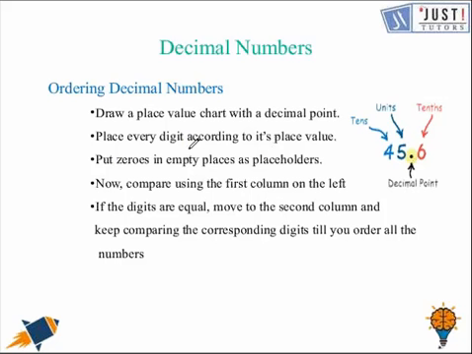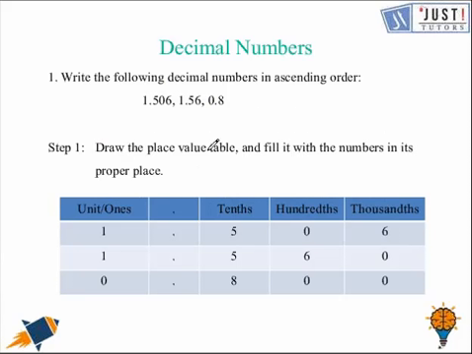Decimal numbers. And now we learn about ordering the decimal numbers. So ordering is somehow related to the comparisons of decimal numbers, and for that we need to make a place value chart, and then we need to put the digits, the numbers, carefully according to the place value into the chart. Of course, we can always fill the empty spaces with a 0 because 0 is a placeholder, and then we can compare them column after column. Let's try one question on it.